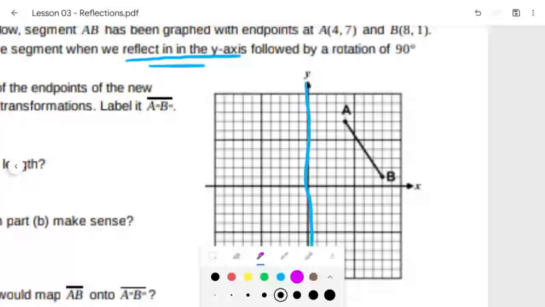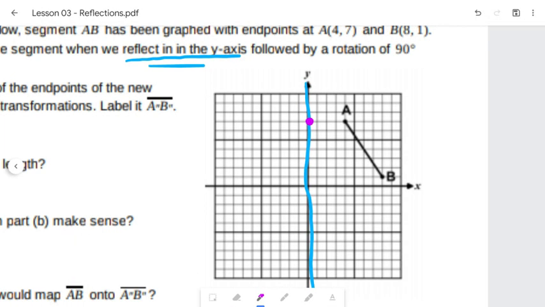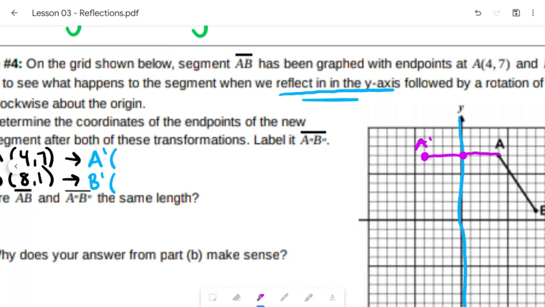And it's a bisector, so this point right here on the line of reflection should be my midpoint. So from A to that midpoint is 4. So if I have 4 on one side, I want 4 on the other. And that's going to be my A prime. So A prime falls at the point -4, 7.